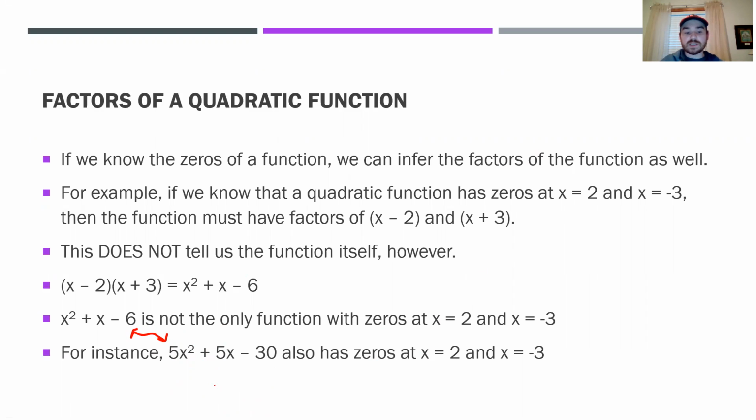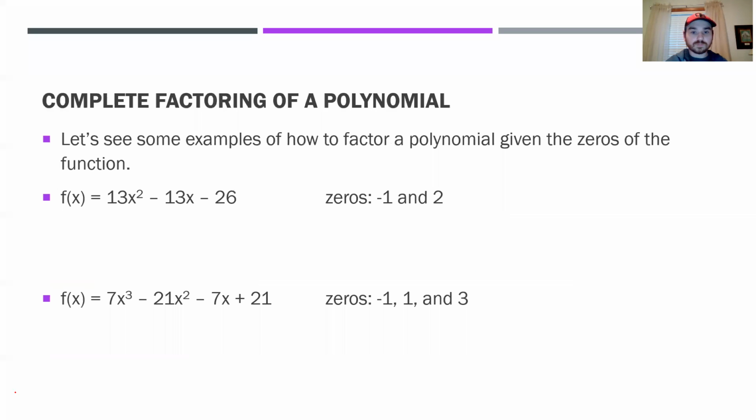What we can get, though, is a leading coefficient. So if we're told what the leading coefficient is, we can just multiply all of our factors by that leading coefficient. So let's see some examples of how to factor a polynomial given the zeros of the function. So in this case, this is a quadratic function again, but it tells us our zeros already, which means we've got a factor of x plus 1 to get our negative 1. And we've got a factor of x minus 2. Let's just redo that. X plus 1 and x minus 2.